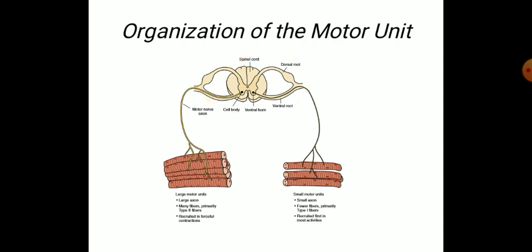When we discuss the spinal cord, there are multiple levels of the spinal cord. From each level, the peripheral nerves arrive. This is the cross section of the spinal cord, and this is known as the ventral part, and this is known as the dorsal part. The motor nerves arrive from the ventral horn of the spinal cord.